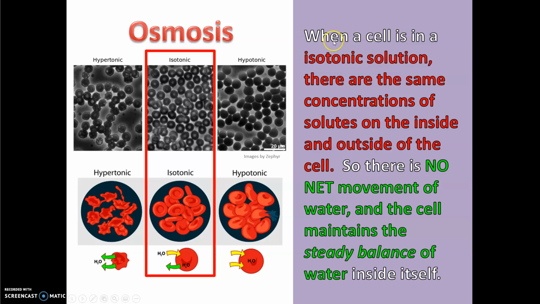Then we have isotonic. In isotonic, there are the same concentrations of solutes on the inside as on the outside. So here we have the same amount of solutes outside the cell as we have inside the cell, and we can see our red blood cells there. So there's no net movement. What we mean by net movement is there's not going to be a big difference of the concentration of solutes in or out, but water will still move in. As one water molecule moves in, one will move out, and the cell maintains a steady balance of water. So remember that.